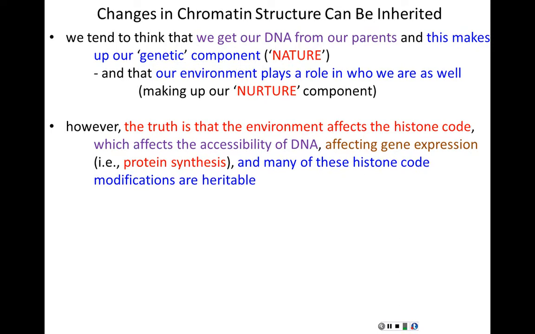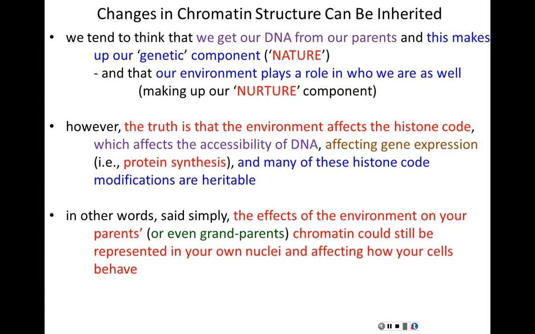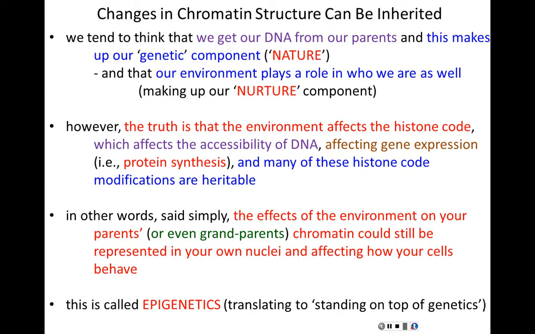We knew that intuitively, but what's becoming clearer now is that many of these histone code modifications that are environmentally induced are heritable. The implications of that, said simply, is that the effects of the environment on your parents' chromatin, or even the effects of the environment on your grandparents' chromatin, could still be represented in your own genome, in your own nuclei, right now, affecting how your cells behave. Now, take a moment to grasp the weight of that. That means the environment of your parents or grandparents, the environmental effect on them, is being propagated in your own cells now, even when you're no longer in that environment.